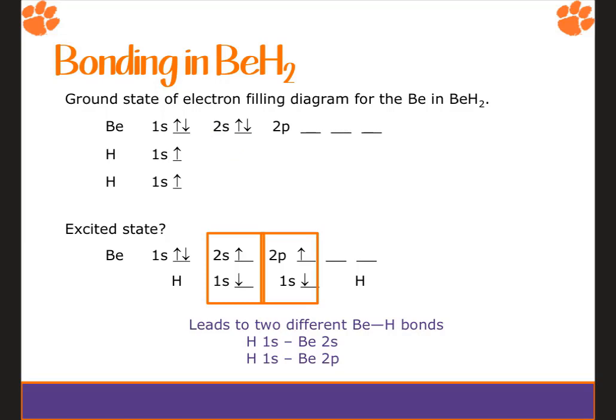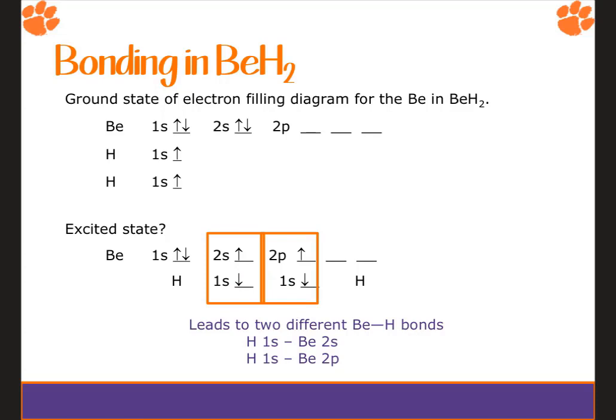To do so, we've got to look at the excited states. That's when we take one of these electrons, give it a little energy, and promote it up to the 2p subshell. This is again tying back to what we learned in Chapter 3, where we gave electrons energy and they hopped up to the next highest energy level. So now we have two unpaired electrons in beryllium. Now we can see where maybe we can start making some bonds.